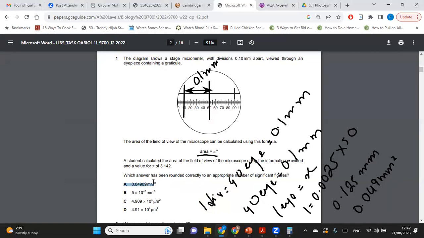We generally do three significant figures. Okay, so 1, 2, 3. This should have been 0.05. This is not the correct answer. Let's change this to micrometer. If I change this to micrometer, I'll multiply by 1,000, and I'll get 4.909 micrometer. And if I round it off correctly, it will become 4.91 micrometer, right? So the answer is option D.